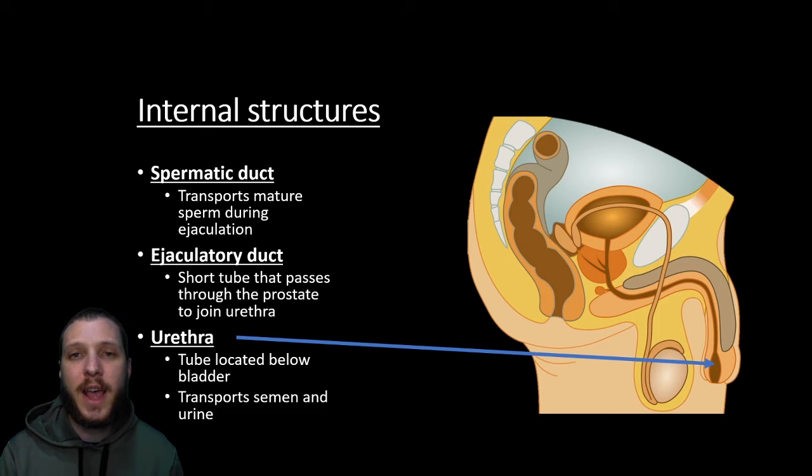And then finally, the tube that exits the body is known as the urethra, both in men and women. So this is the tube located below the bladder. Here is our bladder there. And connected to the bladder, we have the urethra, which is going to join the ejaculatory duct. So then both urine and semen can exit the body through the urethra.